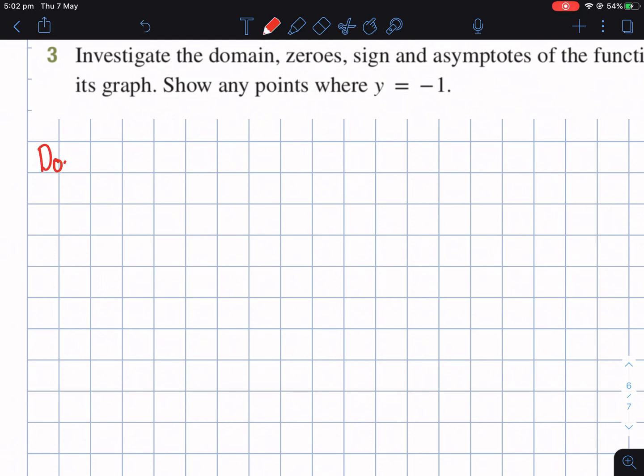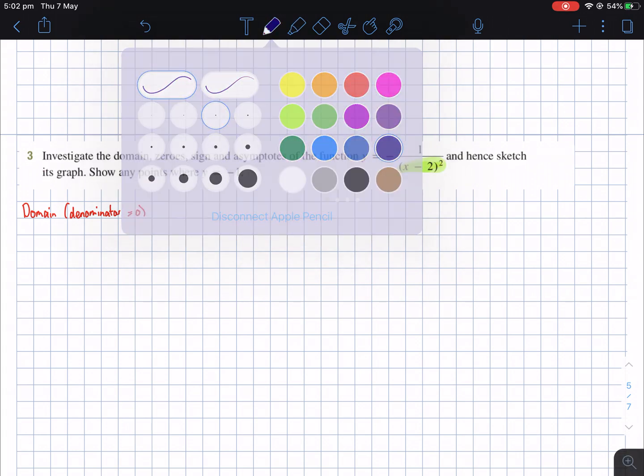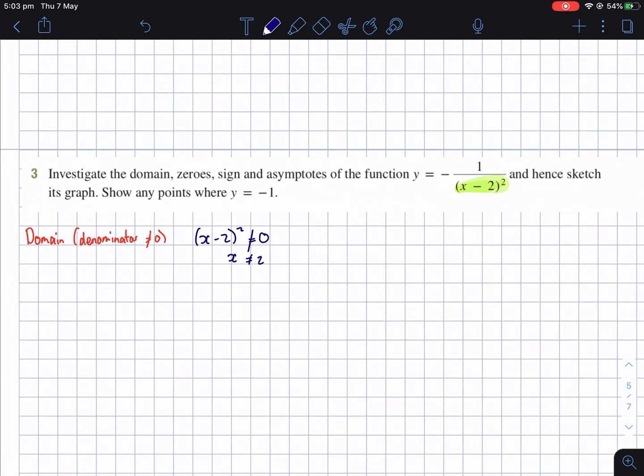Domain. This is where the denominator equals 0. So we've got (x - 2) squared equals 0. Sorry, we know that it can't equal 0. Which means the only thing you're going to put in and get 0 here is if x equals 2. So x cannot equal 2. So that's the domain.